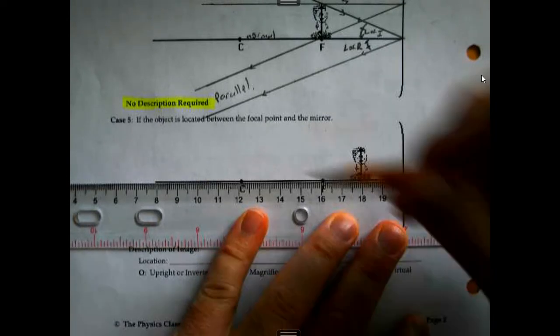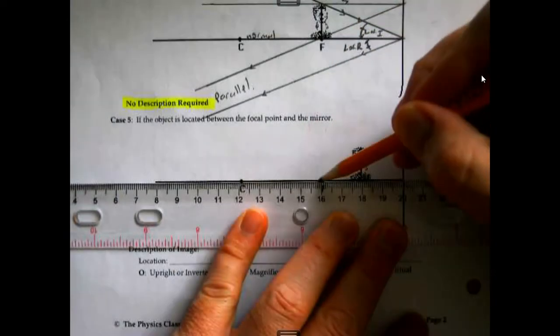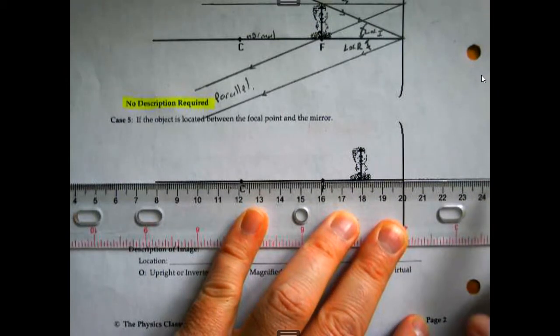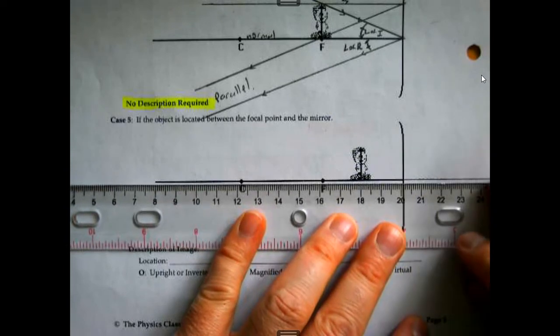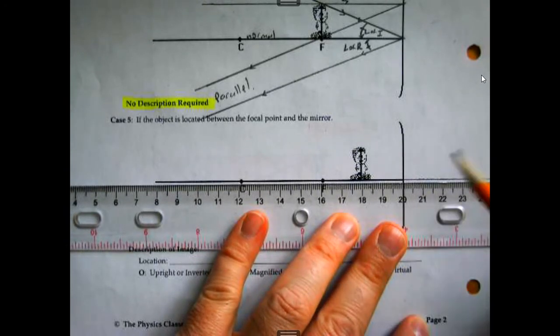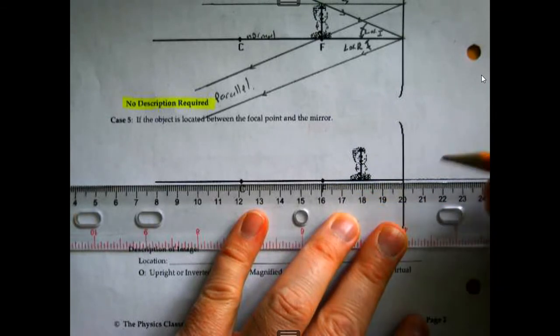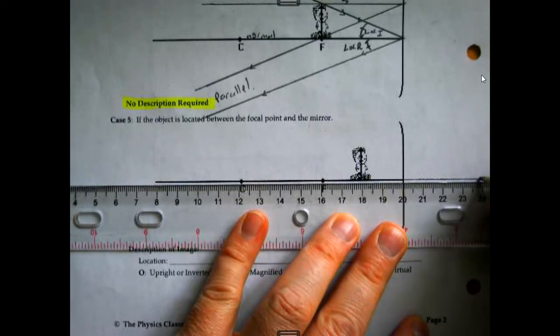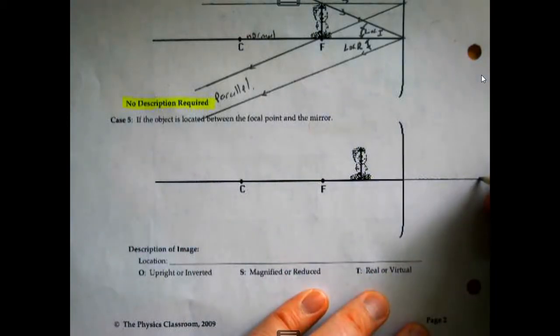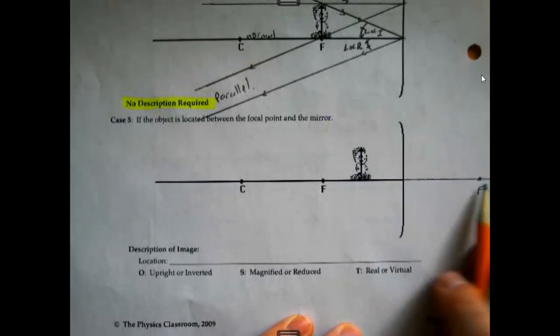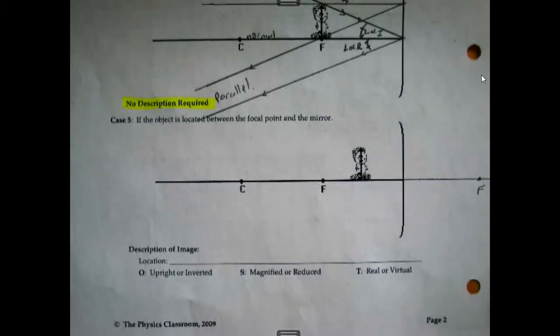I'm going to extend this principal axis over here, and I'm going to make some markings on this side as well. So this focal point seems to be about 3.9 centimeters roughly. 1, 2, 3.9 is about here. I'm going to make this the focal point. It's just the same distance from here to there, and then the curvature will be on the other side.